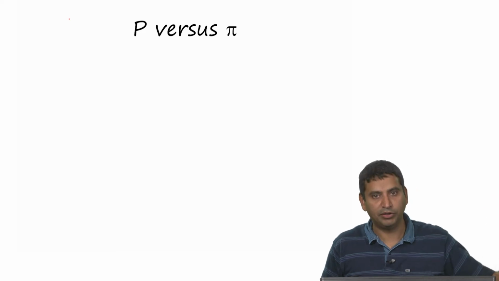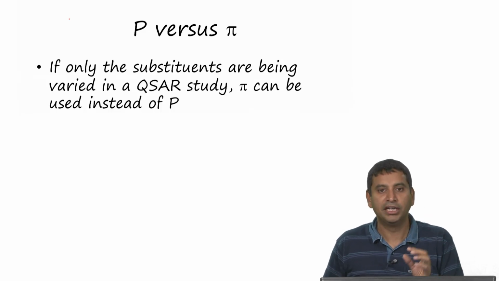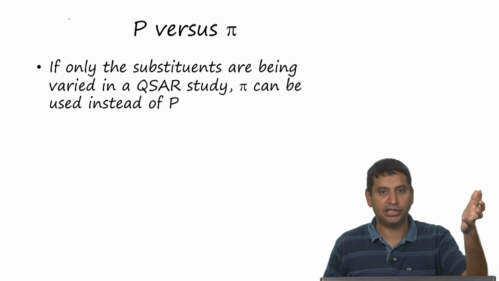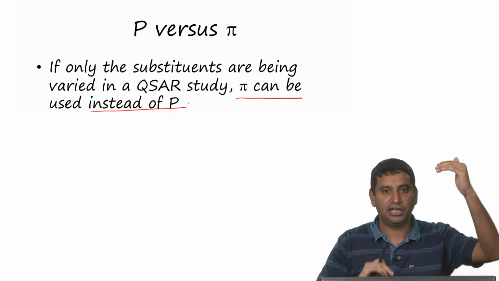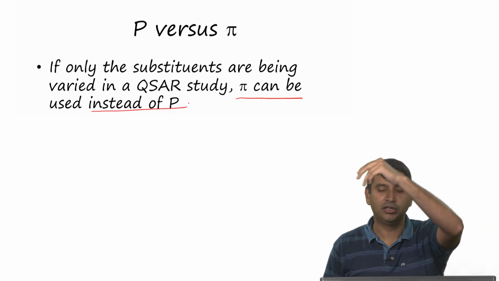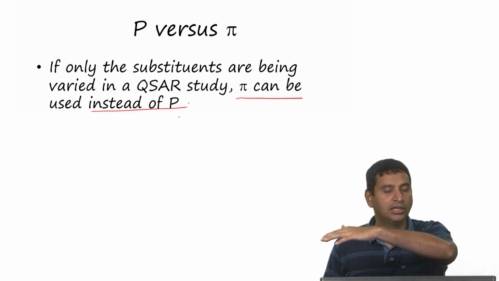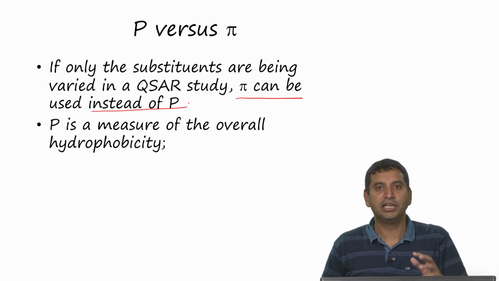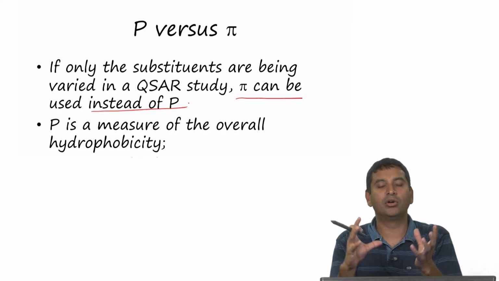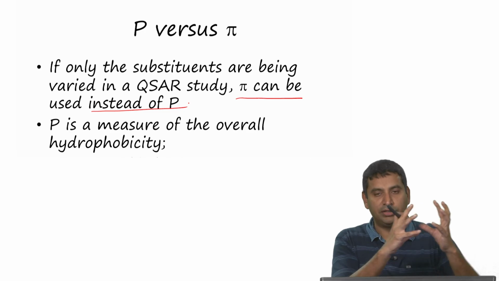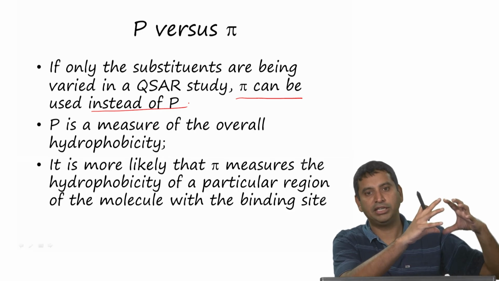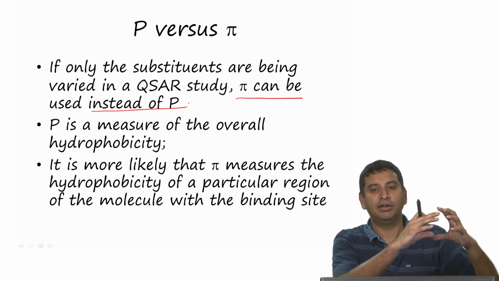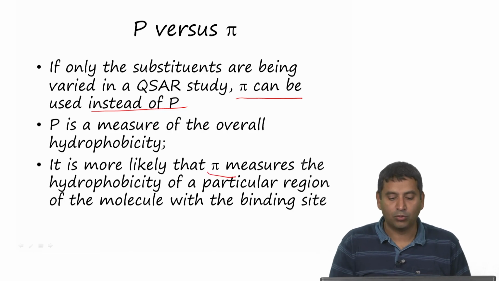Now, we have looked at log P values, and we have also looked at pi. They are related obviously, but they are very interesting in their use. If only substituents are being varied in a QSAR study, pi can be used instead of P, there is no problem. So, let us say I take benzene and vary from chlorobenzene to bromobenzene to fluorobenzene to benzamide to benzoic acid and so on, then I can use pi instead of P. P is actually a measure of the overall hydrophobicity of the molecule. We already looked at how to determine log P or P. It is a partition coefficient and therefore a measure of the entire hydrophobicity of the molecule, whereas pi gives us locally what the hydrophobicity is.